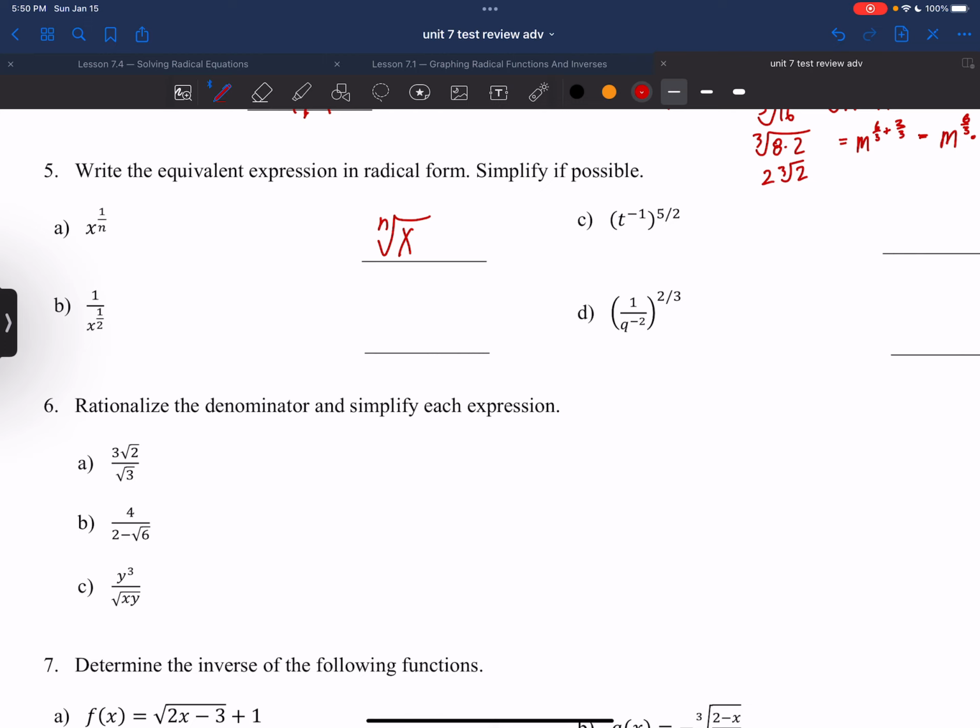1 over x to the half, well, you could say that that's equal to x to the negative 1/2, right? Or you could say 1 over root x. And that's all I really want to do, because I don't want to do, say, root x to the negative 1. That's silly. You could say 1 over root x.